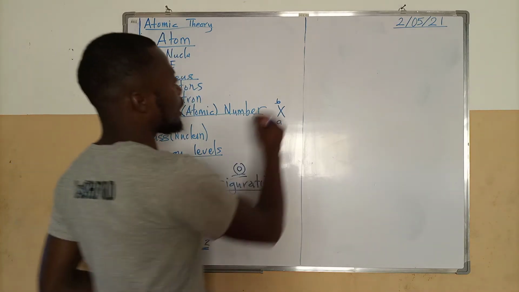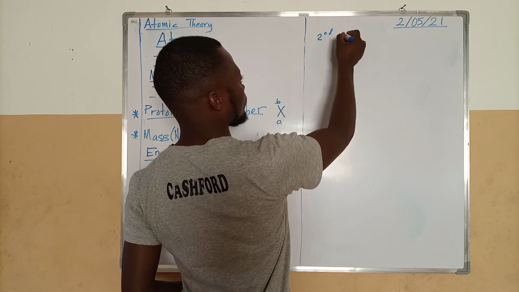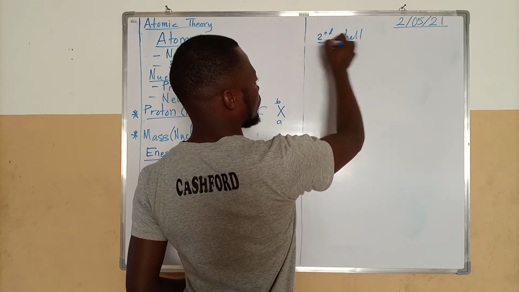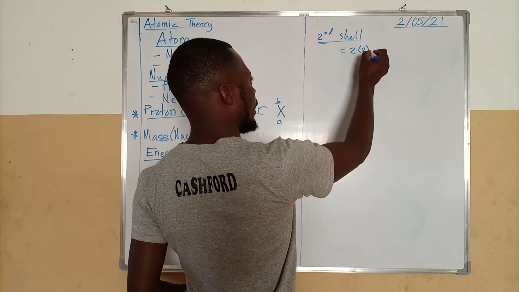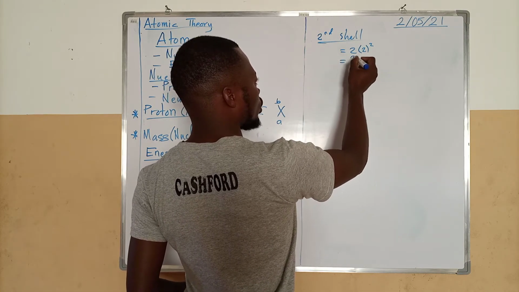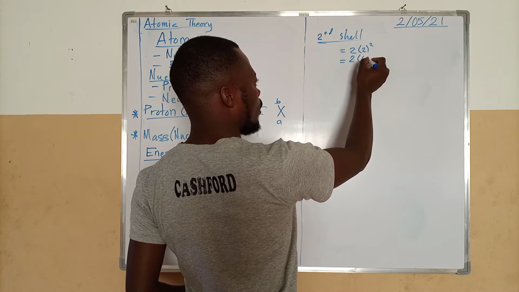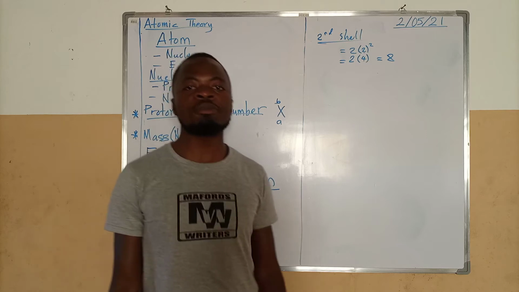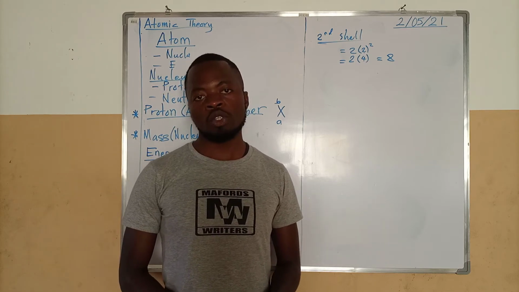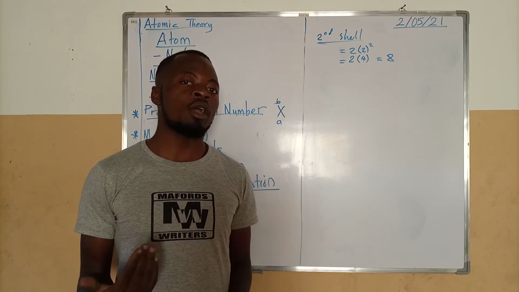Then when we look at the second shell, we'll have the same basic formula. We're saying 2, where we have n, we're going to put 2. 2 to the power 2, 2 times 2 is 4, which is giving us 8. So the second shell will have a maximum of 8 electrons. So it can have less than 8 or equal to 8.